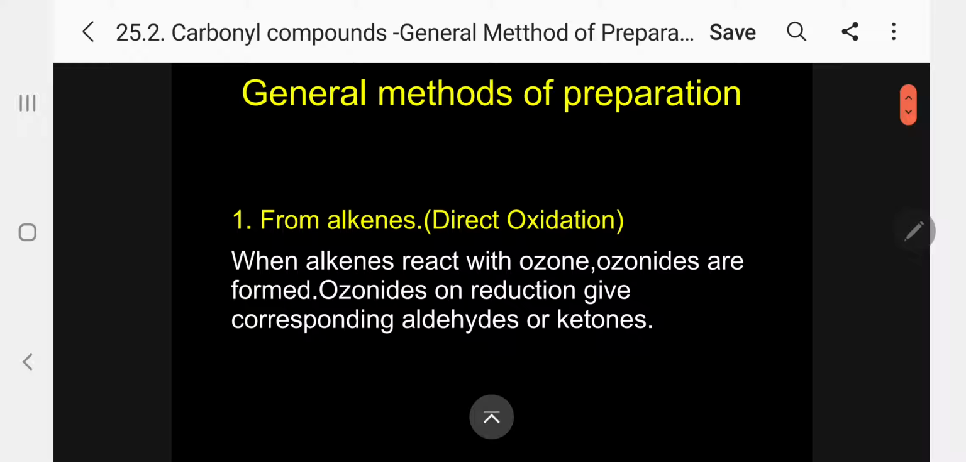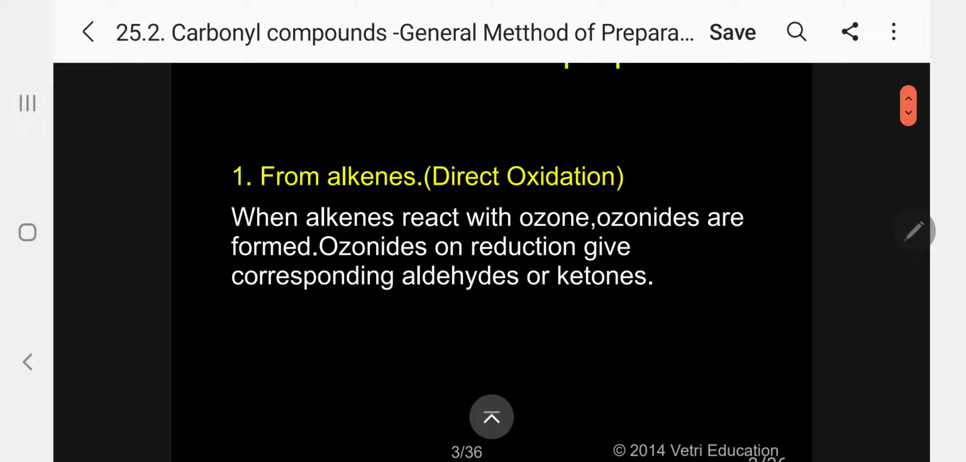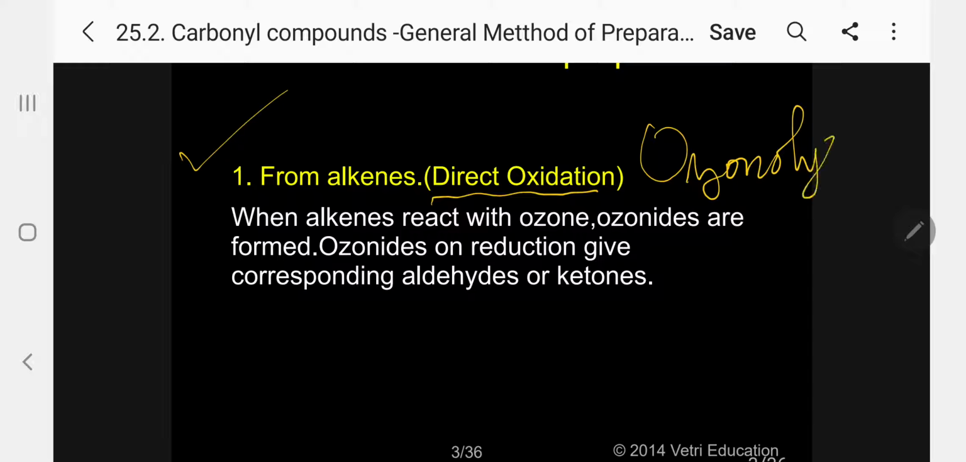So, under the general methods of preparation, we can prepare aldehydes and ketones from other types of compounds. First one, let me take from alkene. I can prepare a suitable aldehyde or ketone depending upon the nature of the alkene. This is called direct oxidation, otherwise ozonolysis. Kindly follow. This is the method.